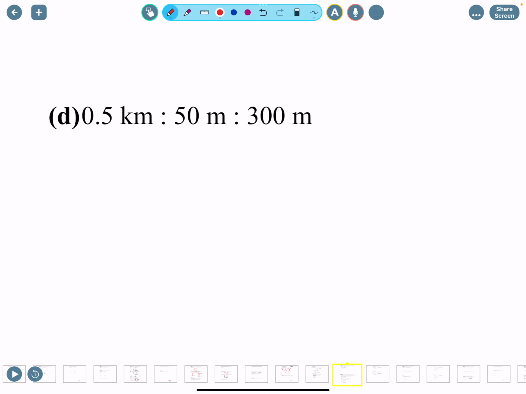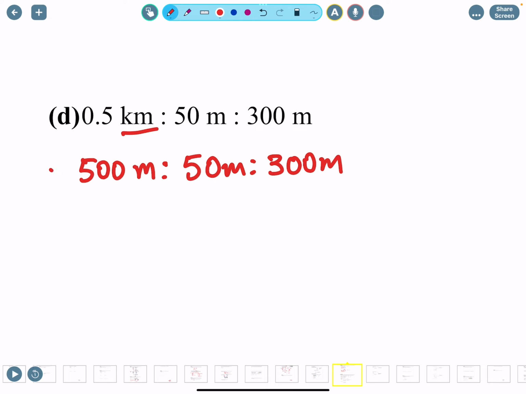Now, when you're faced with this question, you have to change them to the same unit. KM is the odd one out, so I'm going to change 0.5 KM to meters. You have to multiply by 1,000, so it's going to be 500 meters. Once the unit is the same, you can actually remove the unit to save some ink. Figure out what you can divide all of them by. I'll divide by 10. 500 divided by 10 is 50. Basically, you just remove 10 from all of them.